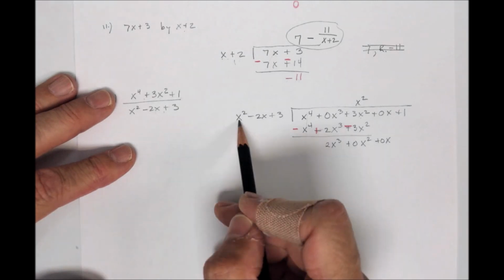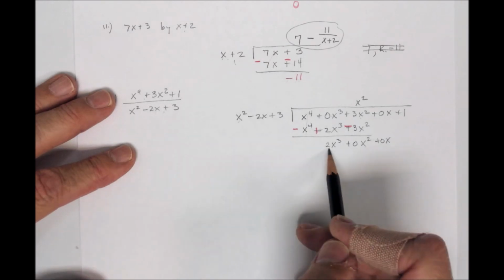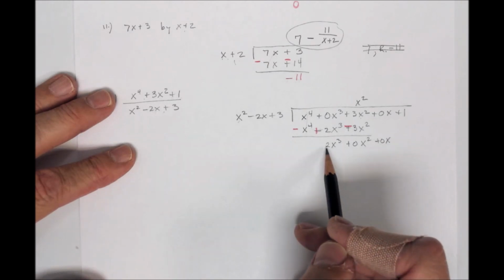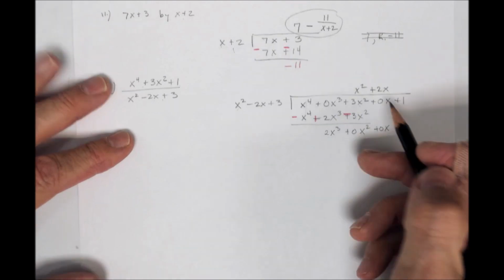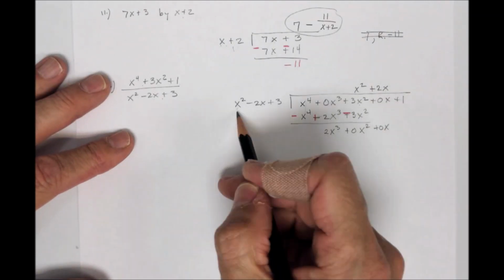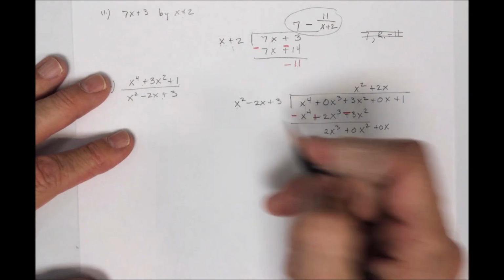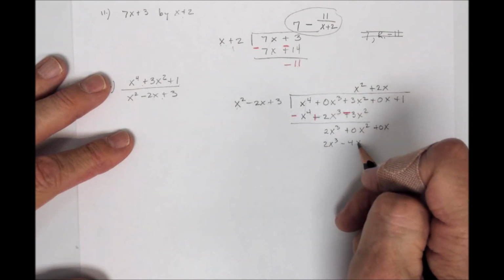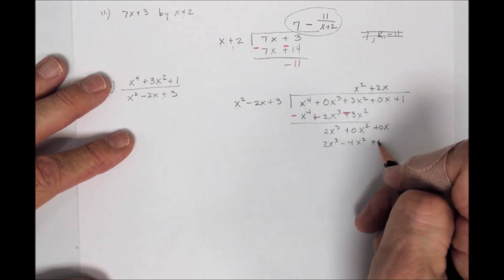What times x squared gives me 2x to the 3rd? Well, it'd be 2x. So a plus 2x goes here, and then I distribute. 2x times x squared is 2x to the 3rd. 2x times minus 2x is minus 4x squared. And 2x times a plus 3 is a plus 6x.